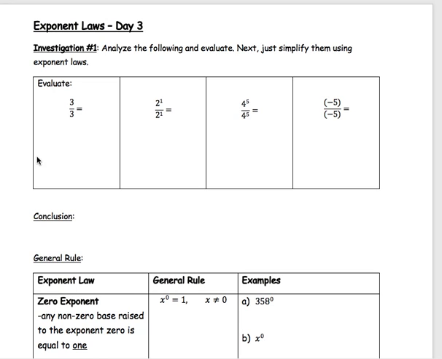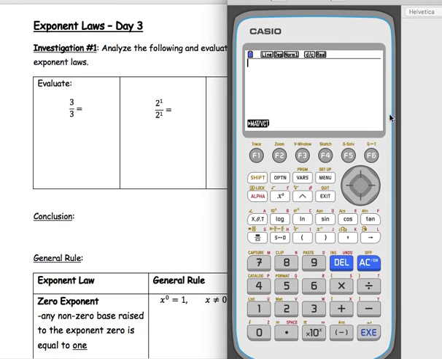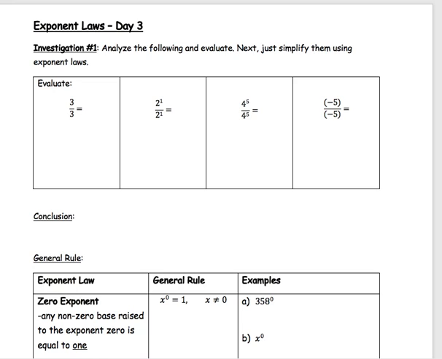I want you to take the first one and just go 3 divided by 3. What should you get? A lot of people get this wrong, so double check with your calculator too. I have a calculator here as well that you can look at. I'm just going to go 3 divided by 3, and I get 1. A lot of people end up writing 0, so be careful. If you take the same number divided by that same number, you get 1. So let's write that in. So you get 1.